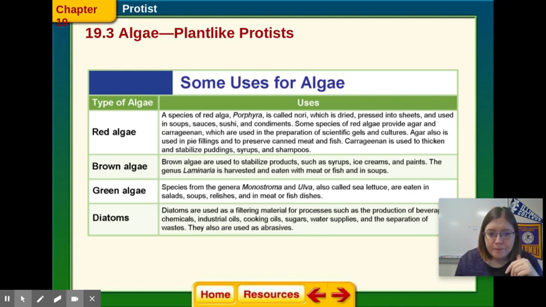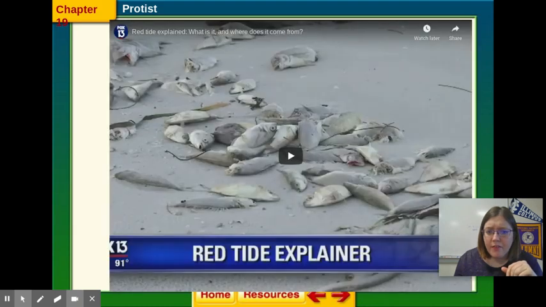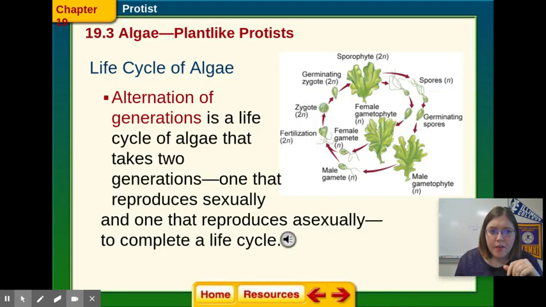Okay, so there's kind of the types of algae that we have and the uses that we have, right? So some of these diatoms are cooking oil, sugars, water supplies, separation of wastes, right? So we actually use those for benefiting us. Okay, brown algae you can get in syrups, ice cream, paints, also eaten with meat or fish in soups in certain countries. Okay, same thing with green algae. Okay, usually eaten in some sort of soup or dish. Here's a video on red tides that you can watch on your own.